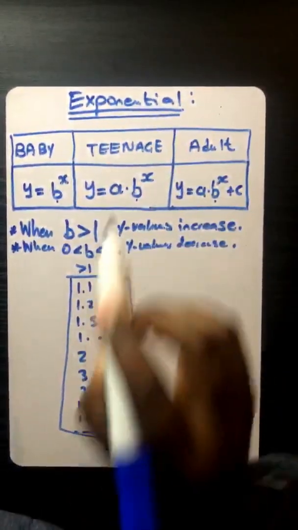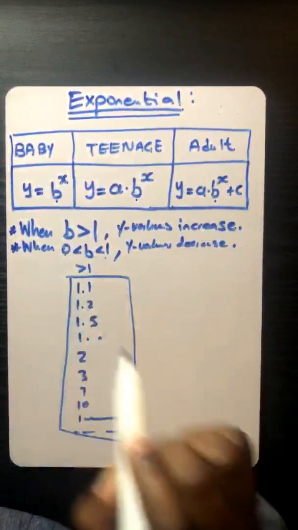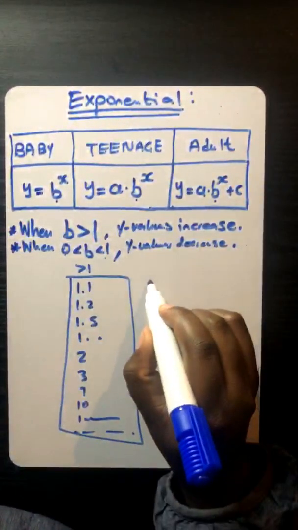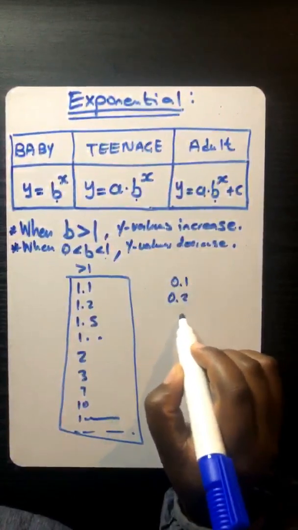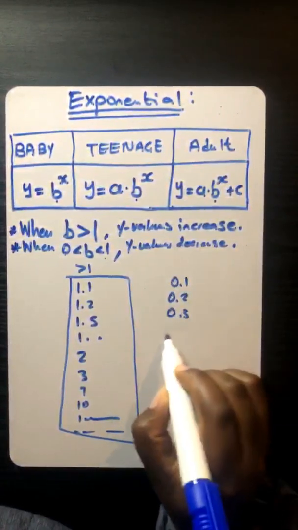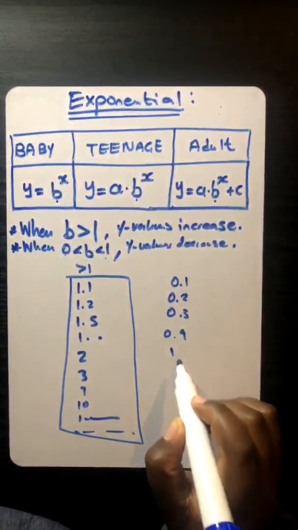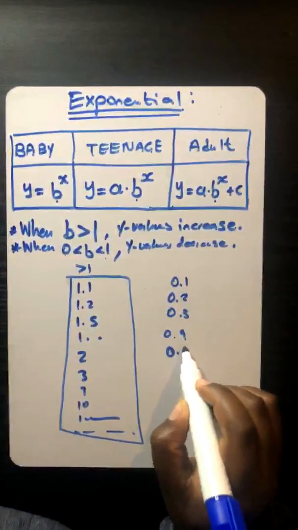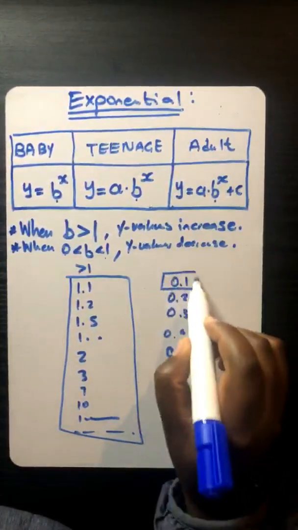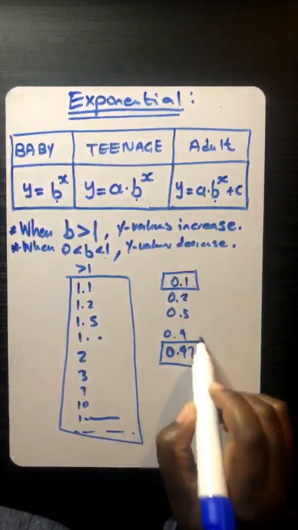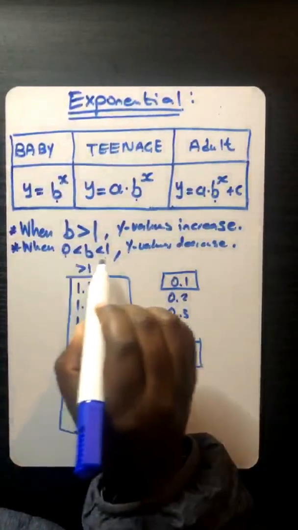And again, when we talk about values which are between 0 and 1, we can talk about 0.1, 0.2, 0.5, 0.9, or 1? No, it can never be 1. Maybe 0.97. What can you see? From 0.1 up to 0.9, these are the values which are between 0 and 1.